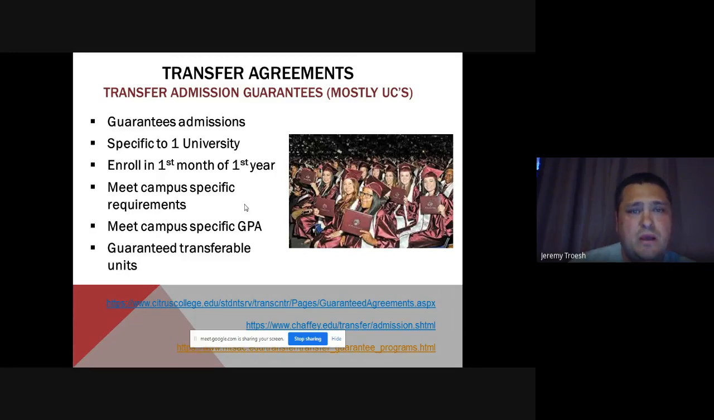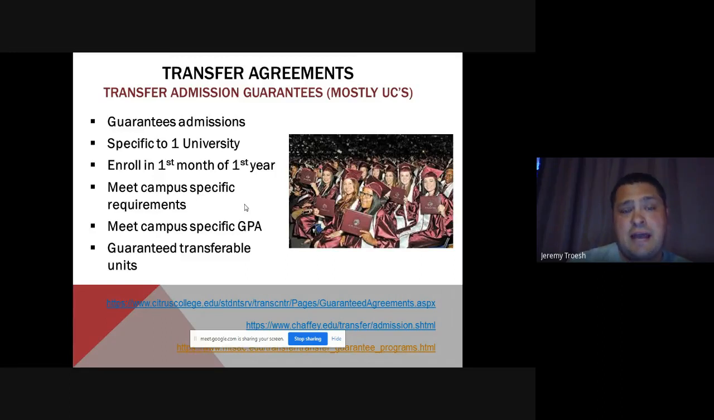Okay. The way this works is when you start at your community college, in the first month of your first year, you will go in to see a counselor and sign up for a transfer admission guarantee to a specific university. Once you complete your general ed requirements at the community college, you're guaranteed a spot at that UC that you picked back in your first year.